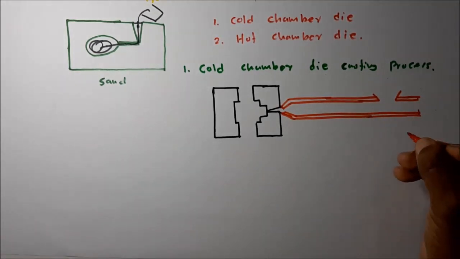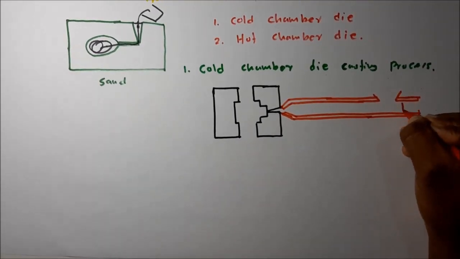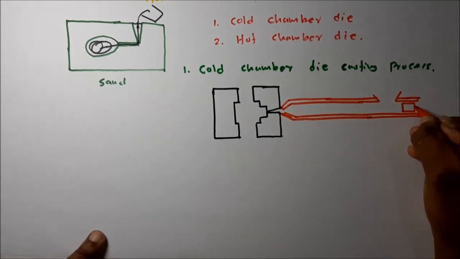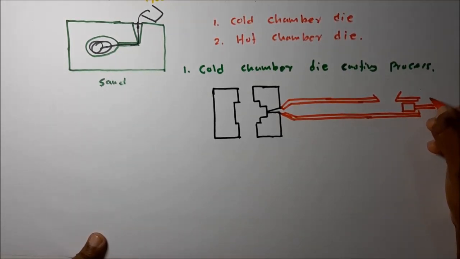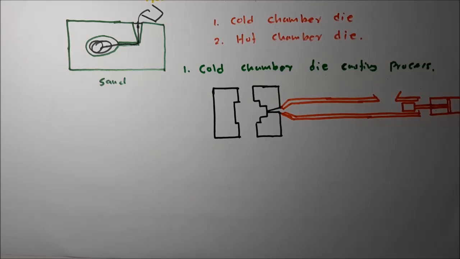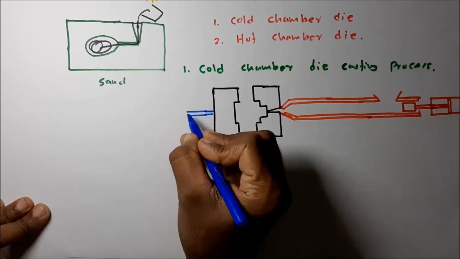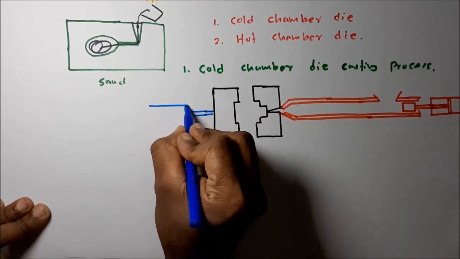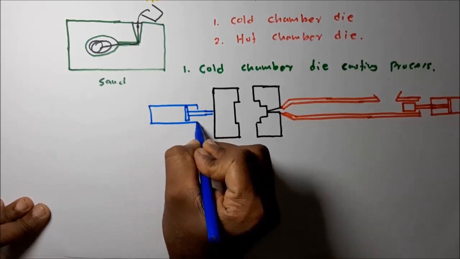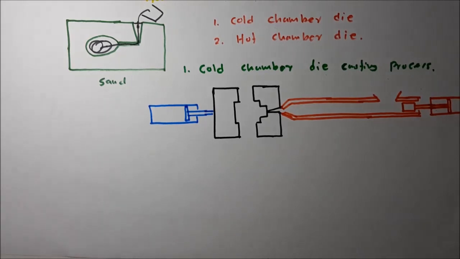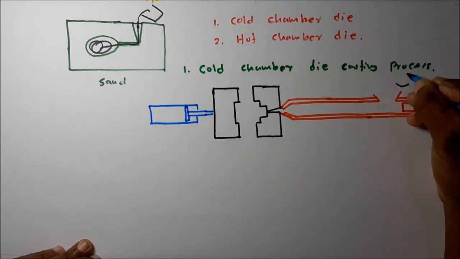Then the hydraulic plunger. This is the plunger, connected to the hydraulic cylinder, the hydraulic jack. This is the typical structure of the cold chamber die casting machine. The die opening and closing process is also done using a hydraulic jack cylinder. Then the molten metal is poured into this cavity using the ladle.